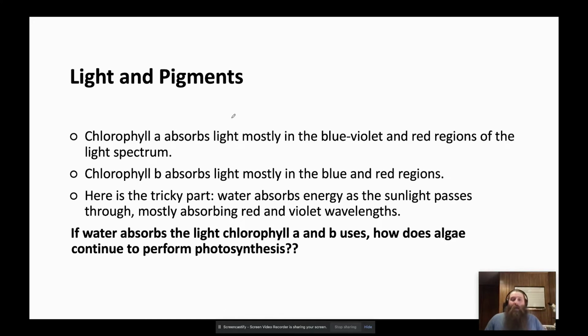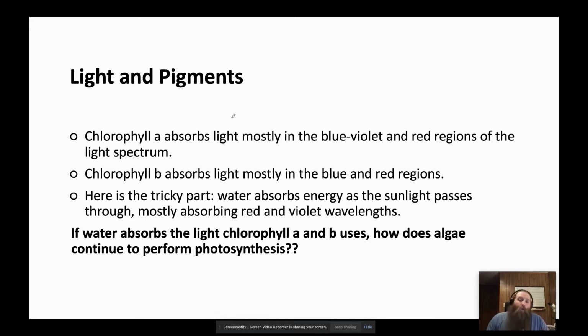Chlorophyll A is the pigment that absorbs light mostly in the blue, violet, and red regions of the spectrum. Chlorophyll B absorbs light mostly in the blue and red regions of the spectrum. And if you're a plant, you really just need the chlorophyll pigment that's going to give you the best energy capture on a sunny day.